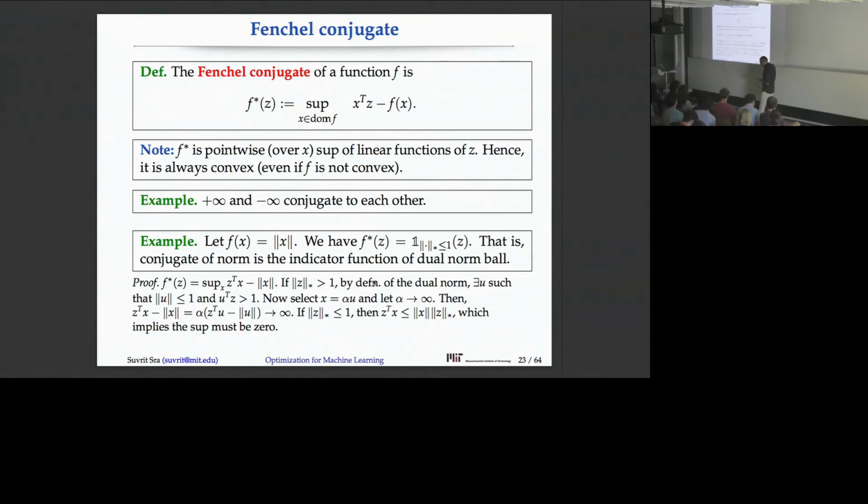Here's a proof also. I'm not going to go through that. But this is a very important proof, very important, I call it example. It's a, let's say, a building block result. Because when designing optimization algorithms, if you're using a norm as a regularizer, I'll show you in the next lecture actually this particular example in action.